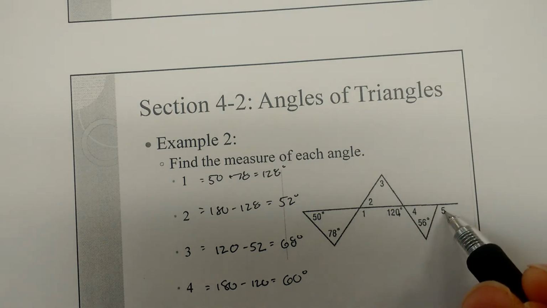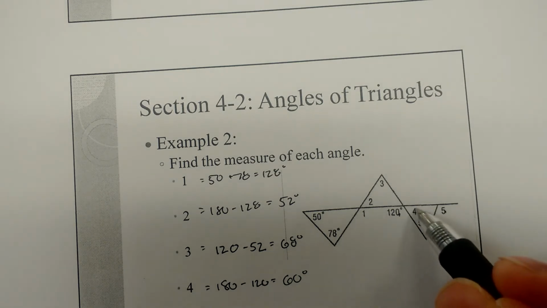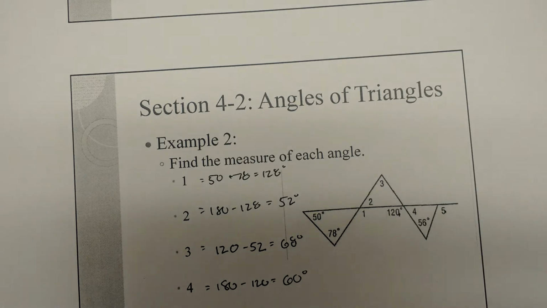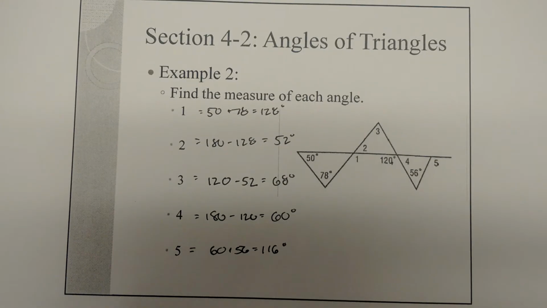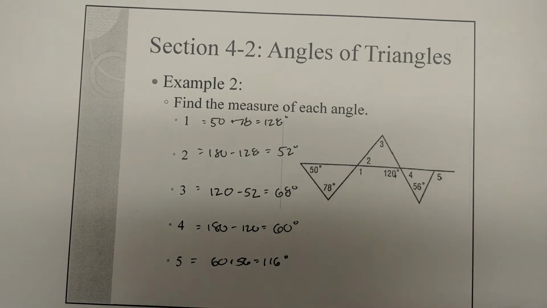And now angle 5 is the exterior. 4 and 56 are the remote interiors, so 5 is equal to 60 plus 56, or 116 degrees. So that's just working your way around the triangle to get all the parts.